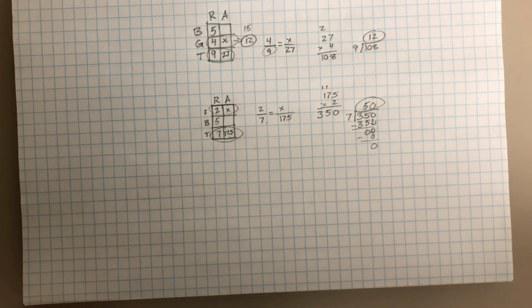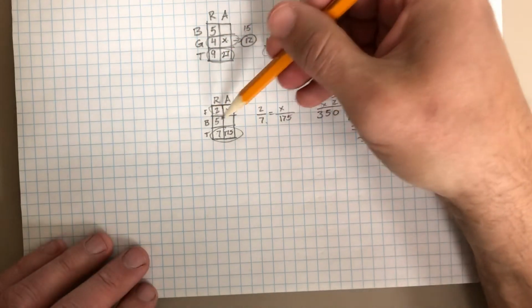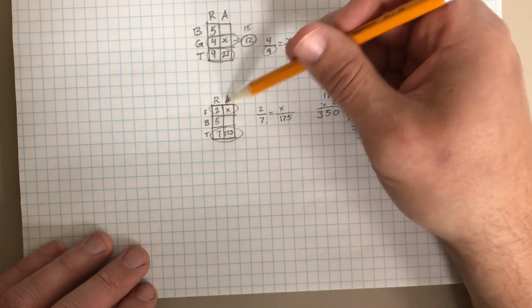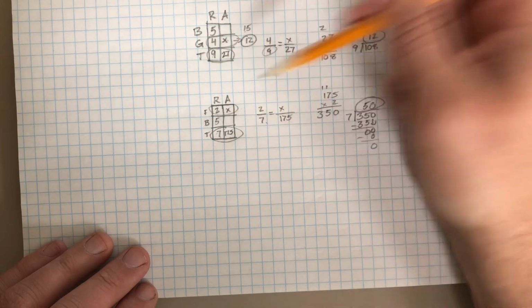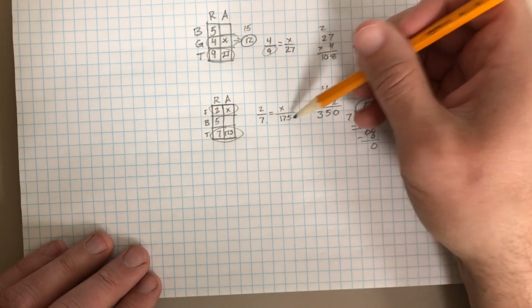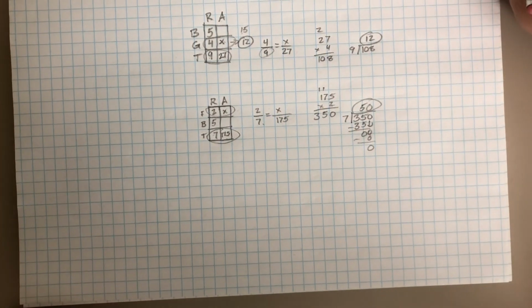That's really all there is to this lesson. You set up the ratio box with the total, and then you ask yourself, what am I looking to find? You set up your proportion, cross multiply and divide.